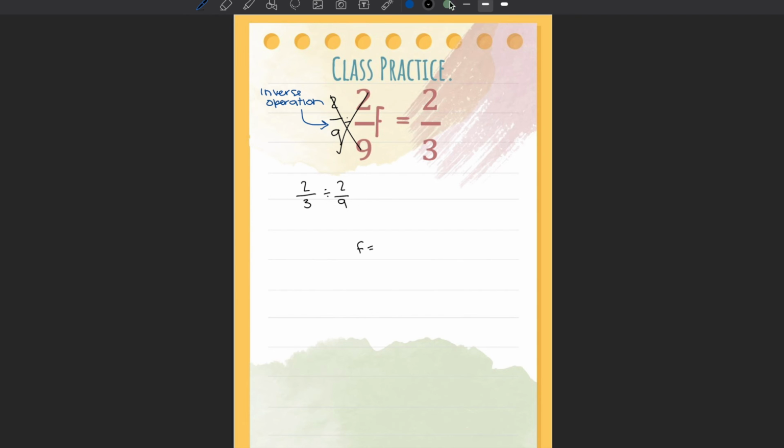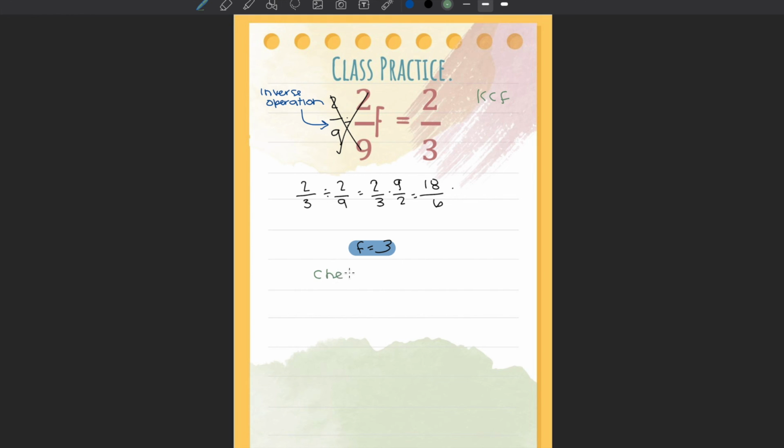Remember that acronym, keep, change, flip, KCF. We're going to use that here, which means we keep our first fraction, 2/3. We change our middle operation from division to multiplication, and flip our last fraction, which means do the reciprocal. So now instead of 2 ninths, we have 9/2. Now we can multiply across. 2 times 9 gives us 18, and 2 times 3 equals 6. Now we want to simplify, and I know that 6 goes into 18 3 times, so f equals 3. And that's our answer.